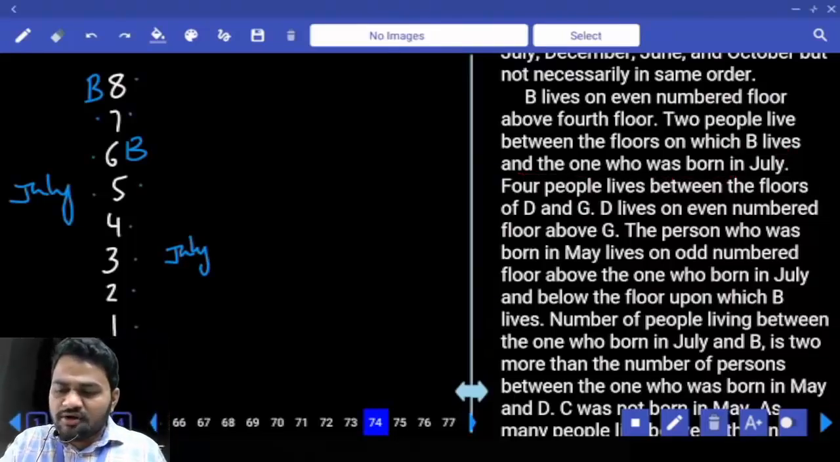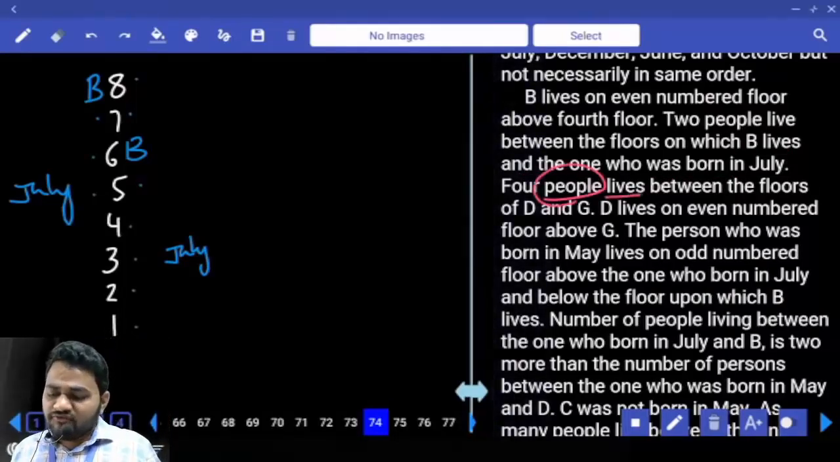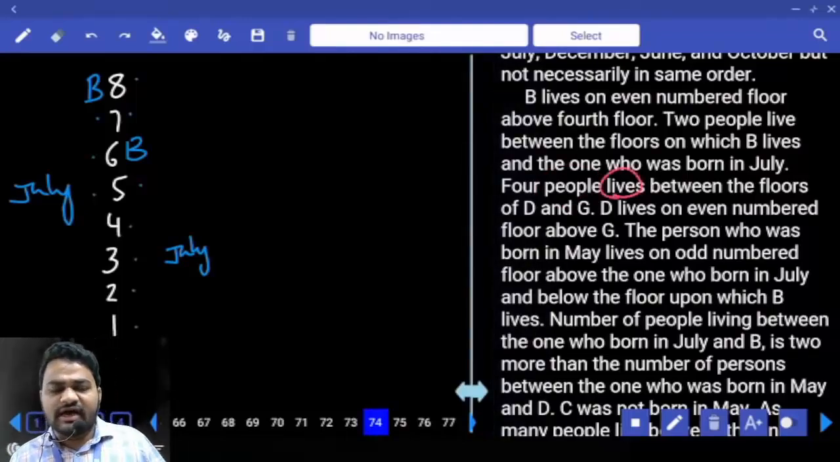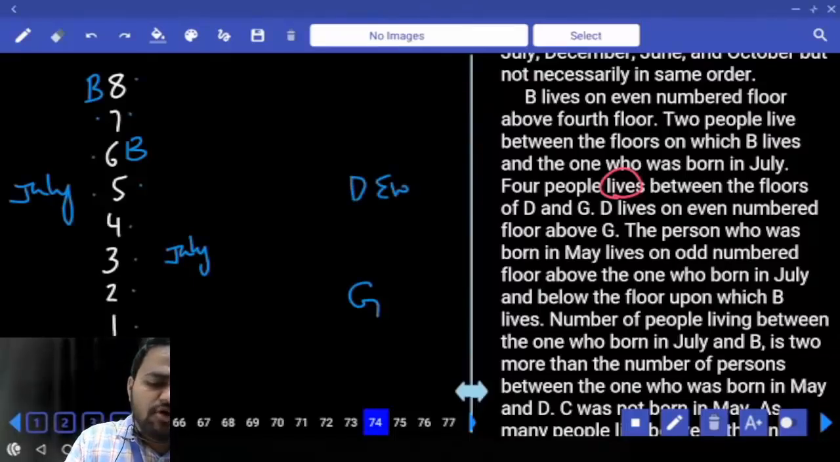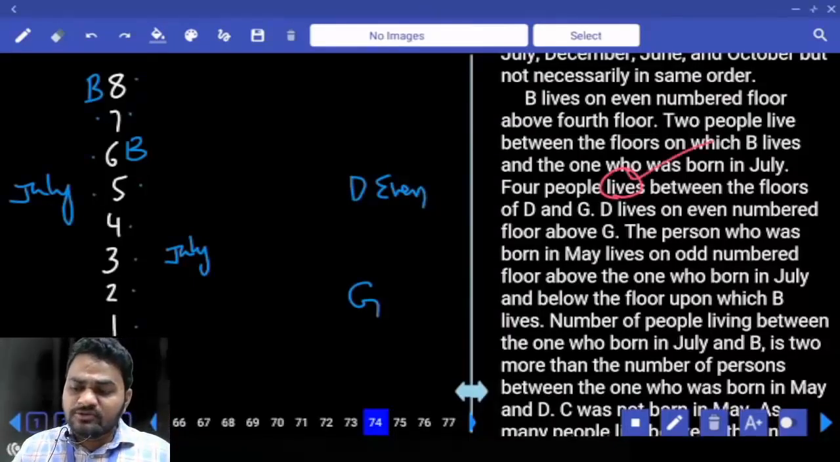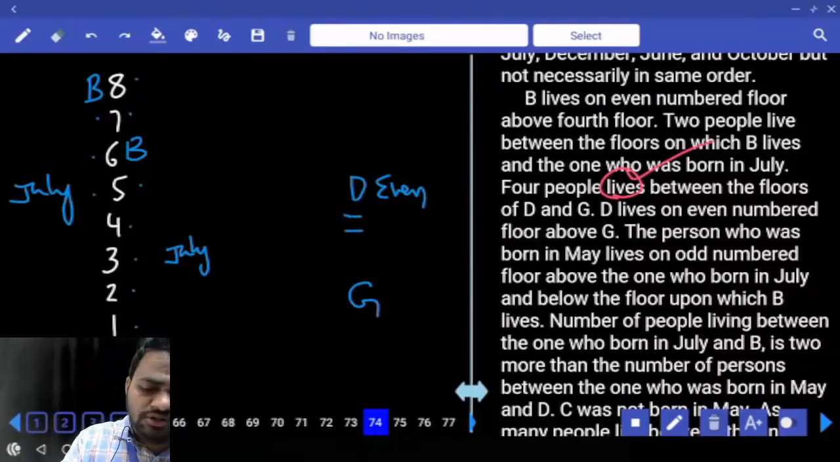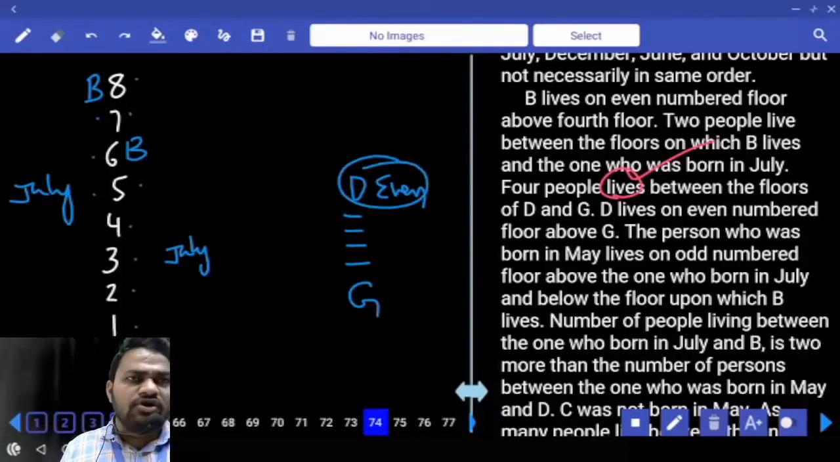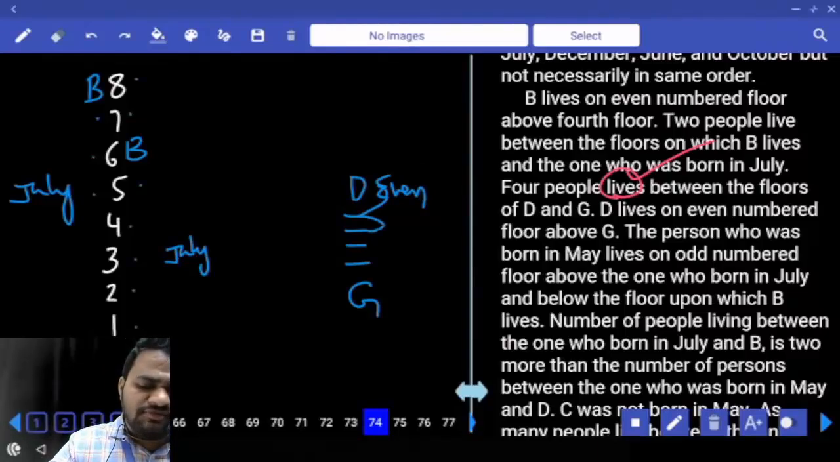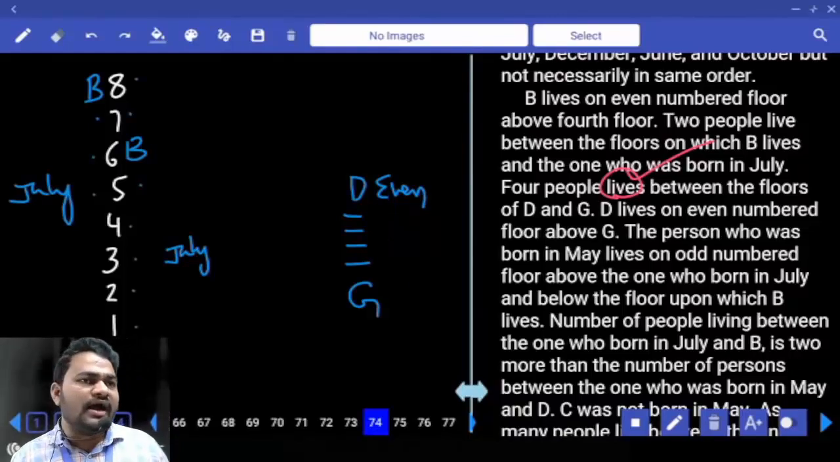The next one: 4 people live between the floors of D and G. D lives on an even number floor above G. So wherever G is, above G we need to fix D, and D is on an even number floor. It is clear that 4 people live between D and G: 1, 2, 3, 4 people between D and G. If D is on an even number floor, even, odd, even, odd, it is confirmed that G will be on an odd number floor.